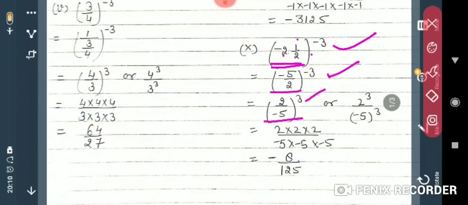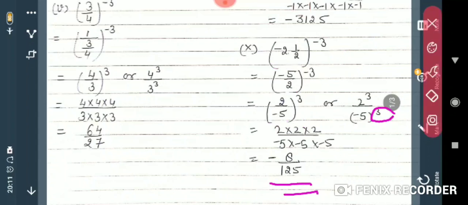So how can you tell this? 2 to the power 3 and minus 5 to the power 3. So 2 you will multiply 3 times as well as minus 5 also will multiply 3 times. So 2 times 2 is 4, 4 times 2 is 8; 5 times 5 is 25, 25 times 5 is 125. Just see, the power is what? Odd. When the power is odd, the sign will come negative. And if the power is even, for example minus 5 to the power 4, then the sign will be positive because the power is even. Okay.